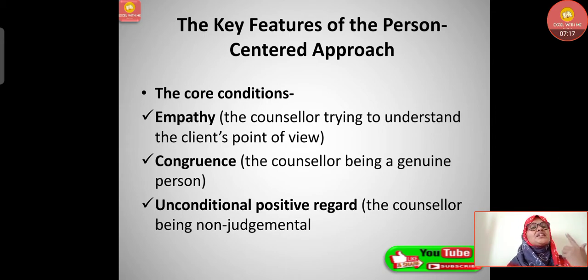Then congruence, that is the counselor being a genuine person. Obviously the counselor should be a genuine person, that is, should have some expertise. Only an expert can give this person-centered counseling. Then unconditional positive regard, that is the counselor being non-judgmental. Continuously we were discussing the same. The counselor should never be judgmental. This person has so much stress, is so angry, this person will never listen to me. That kind of judgments, prejudice should not be there.